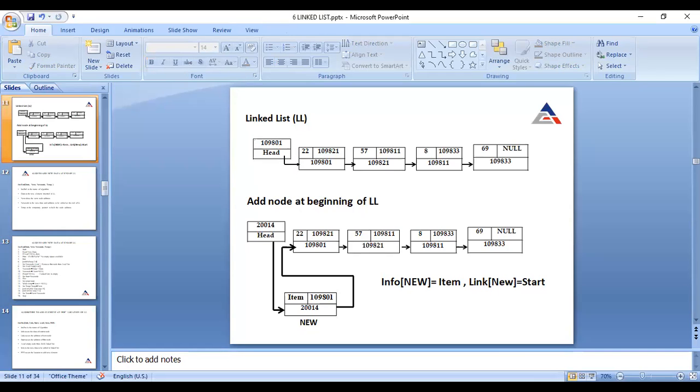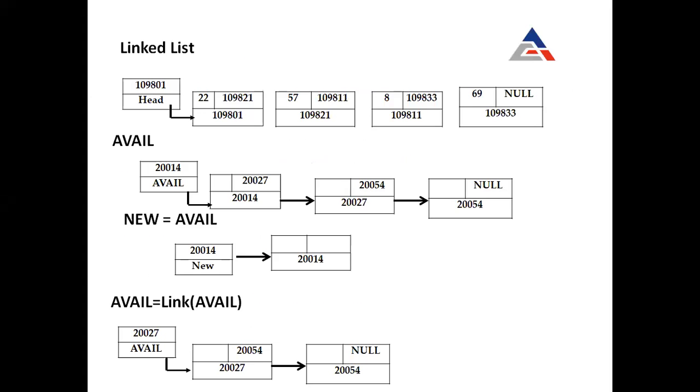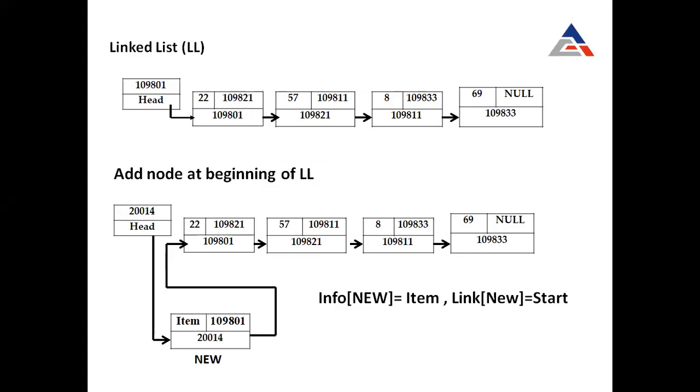Again, start from here. I'm having four elements in the linked list: 22, 57, 8, and 69. Head having the value 109801. This is the first element. And I want to insert the new element at the beginning, at the starting of the linked list. So it means I have to add an element ahead of 22.